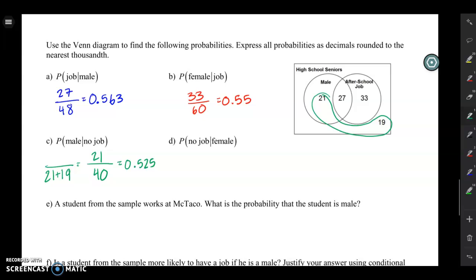So here it's conditional because the student that we're looking at, we know he works. We know he's in the after-school job category. Okay. So you want to make sure that you know if you're calculating conditional or just regular probability. That's probably your first question you want to ask when you're answering probability questions.